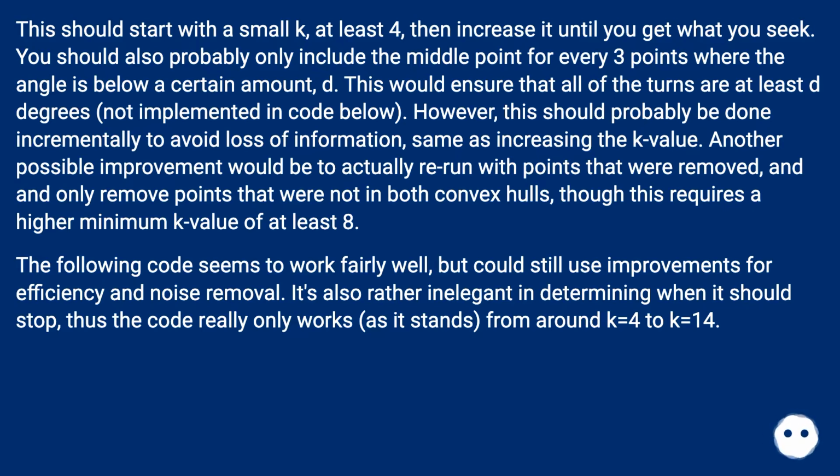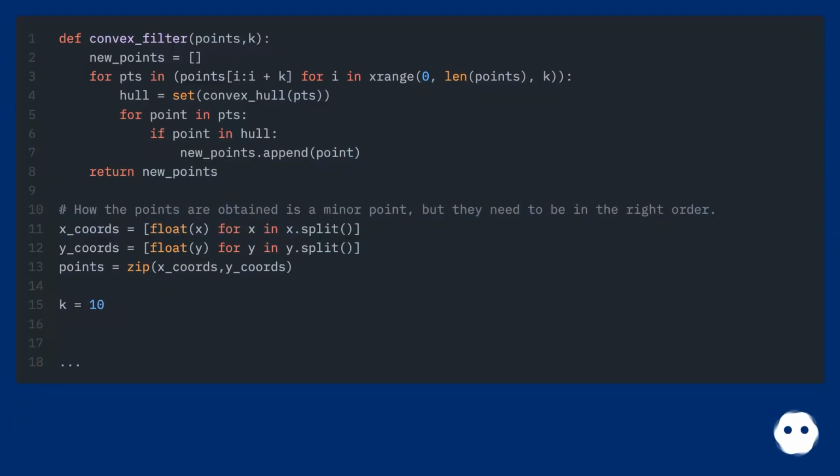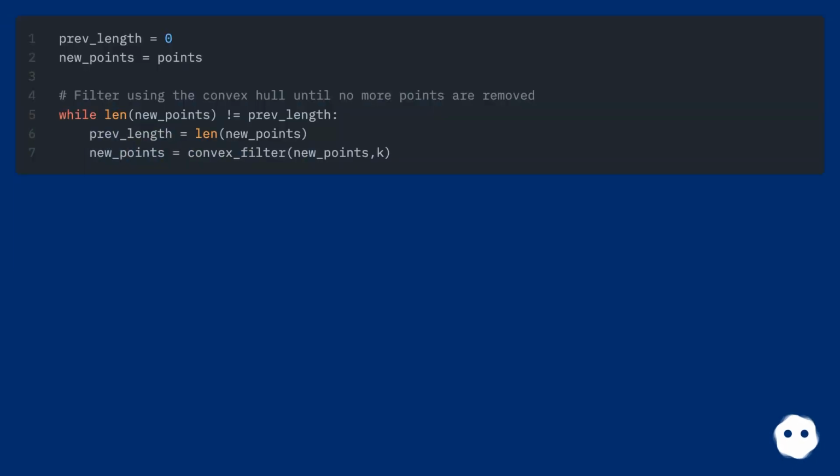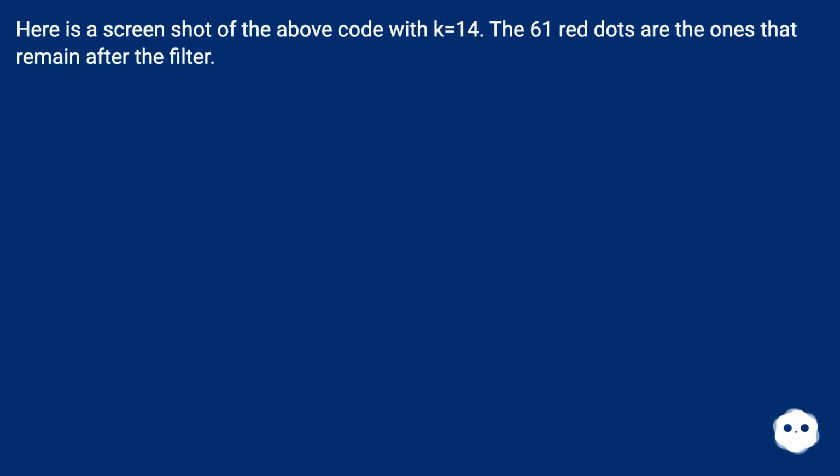The following code seems to work fairly well, but could still use improvements for efficiency and noise removal. It's also rather inelegant in determining when it should stop, thus the code really only works, as it stands, from around k = 4 to k = 14. Here is a screenshot of the above code with k = 14. The 61 red dots are the ones that remain after the filter.